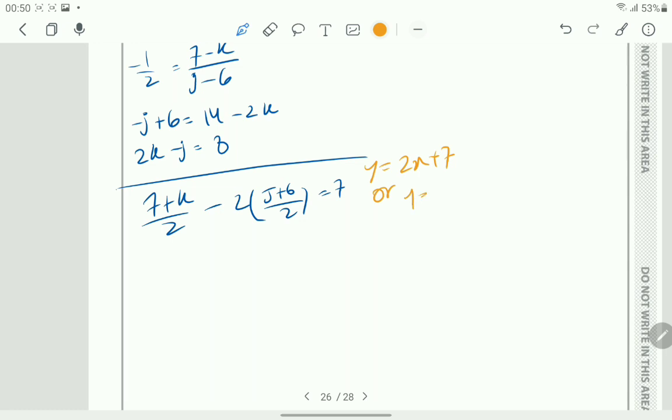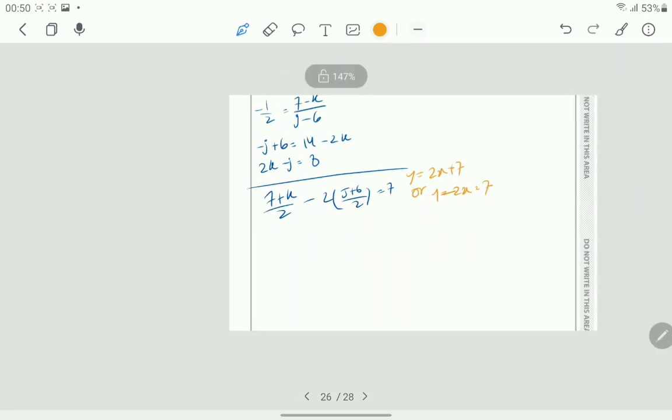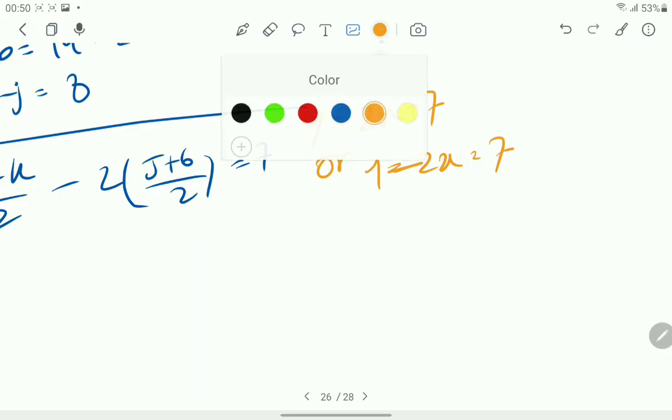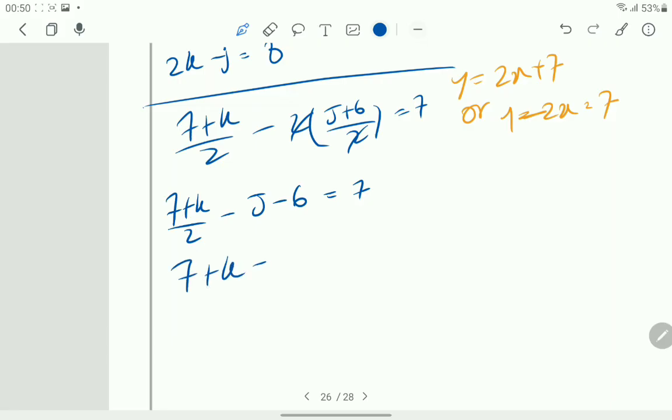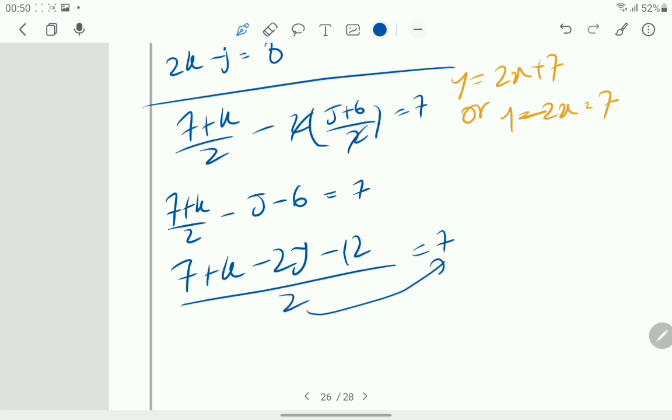Or y minus 2x equals 7. So this is given in the question. Nothing to deduce here, just solving. 2 and 2 cancel. We get (7 plus k) over 2 minus (j plus 6) equals 7, since minus multiplies with the whole bracket. So we get 7 plus k minus 2j minus 12, and since we are here, skipping a step, we get 14.